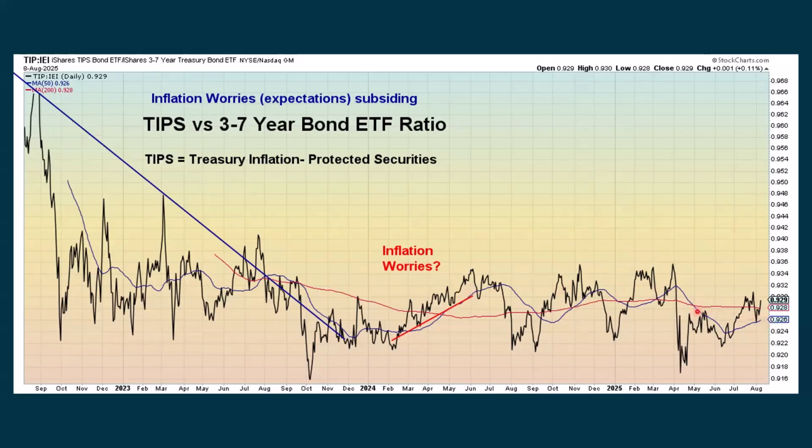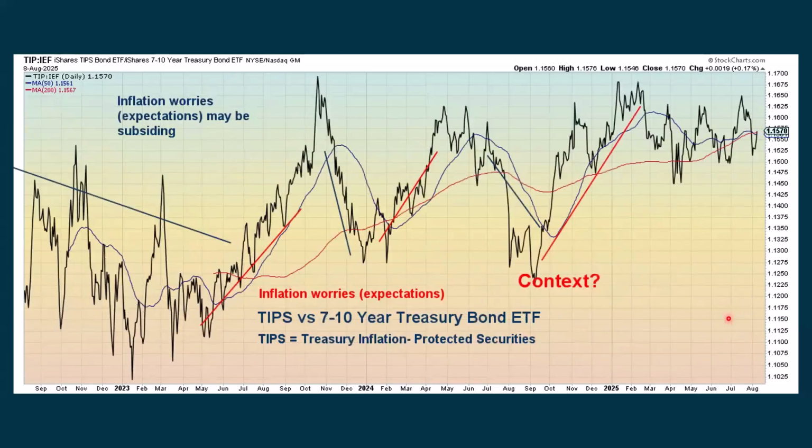Well, you can kind of see here, we've just kind of been meandering around. We were going up, then we pulled back. Now we're going up a little bit, but not really showing any conviction right now when we compare it to 3 to 7 year bonds. Then we look at that same thing, TIPS to 7 to 10 year bonds. So we go further out, really not seeing any conviction. So this is telling us, when we take all these charts together, the 4 that we just looked at, that the market's not really overly concerned about inflation or interest rates, at least right now.